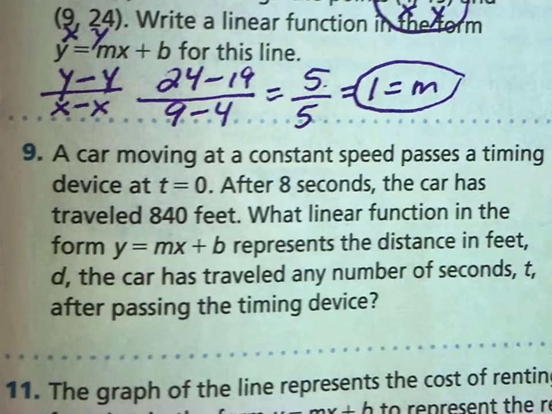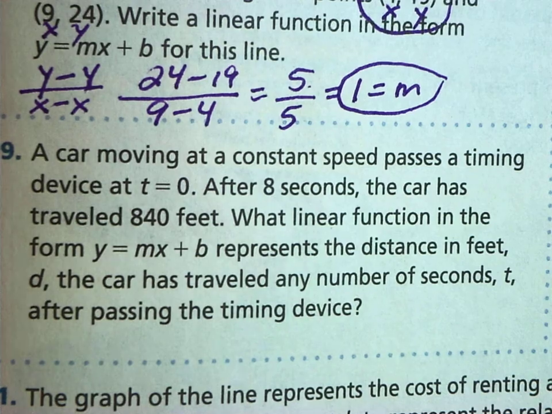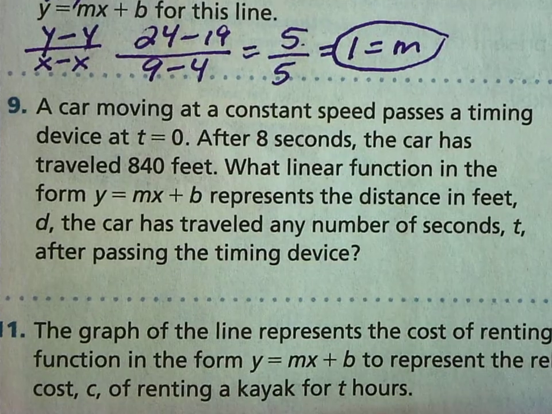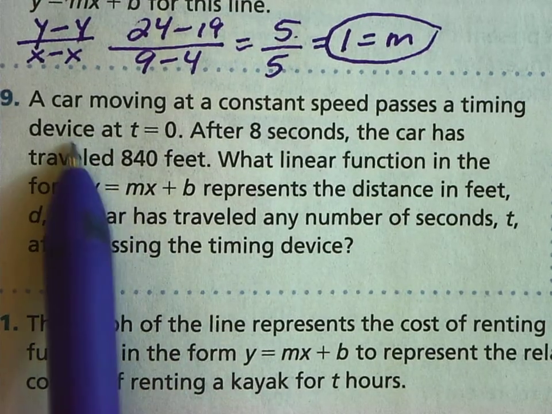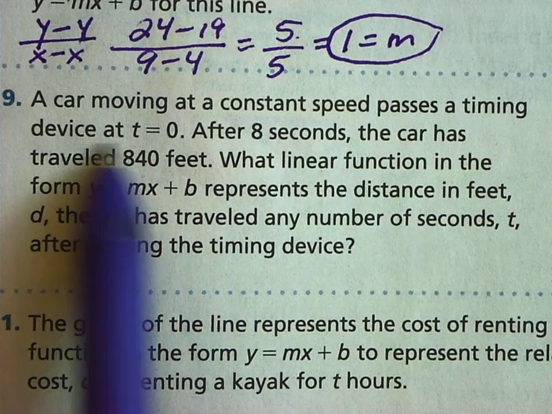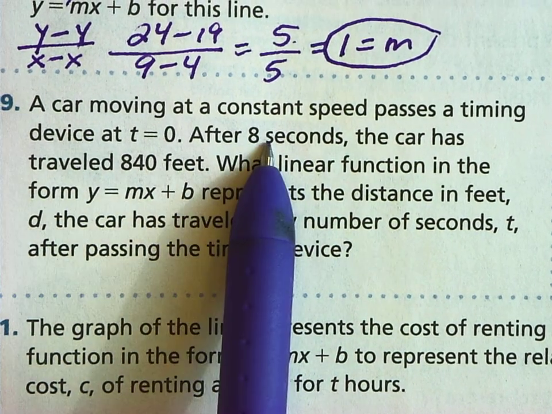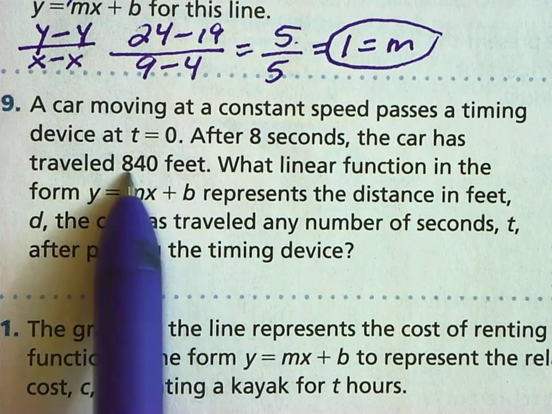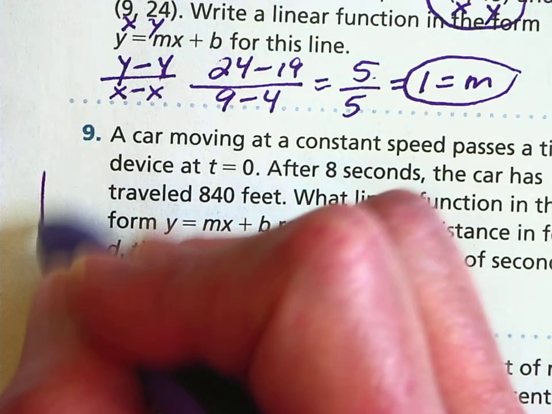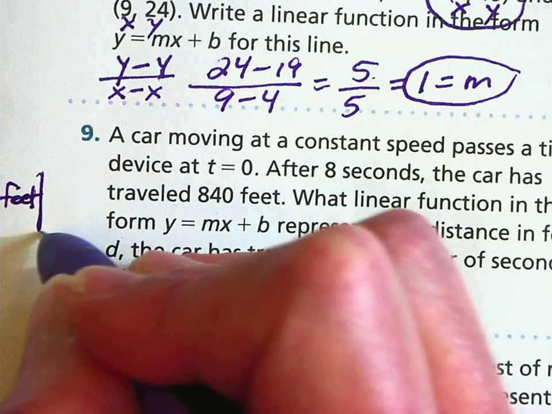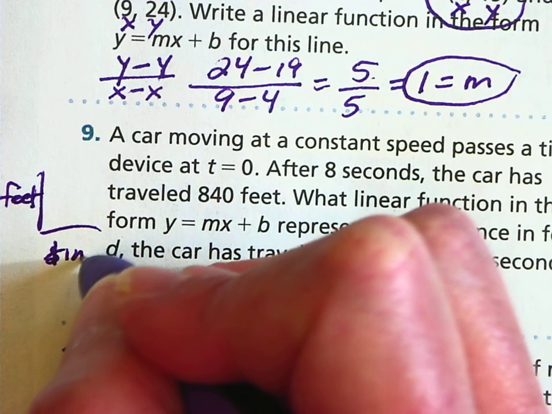Okay, let's do a few more. So we have number 9. We have a car moving at a constant speed, passes a timing device at t equals 0. So that means it starts at 0, 0. After 8 seconds, the car has traveled 840 feet. So feet are along your y-axis and the time is along the bottom.